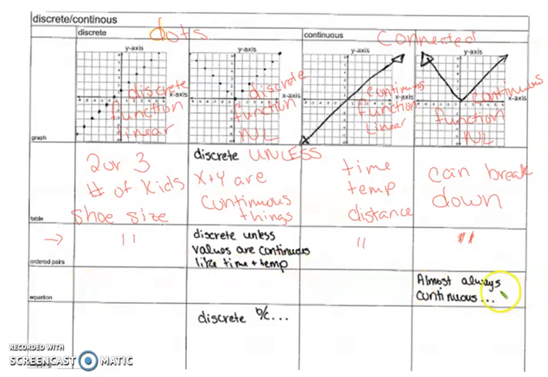Equations are almost always continuous because you can plug any number in, right? If I say y equals x, can I plug in any number for y equals x? I can plug in -6 million and that still works, right?